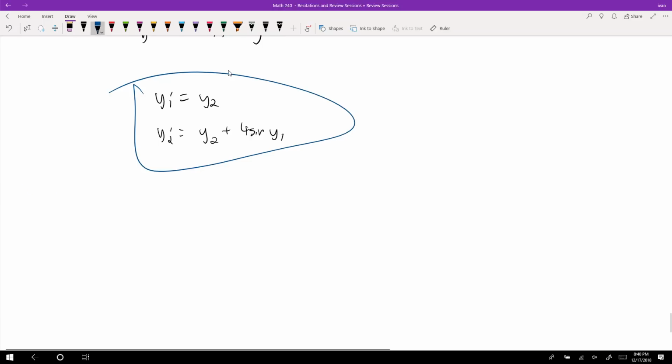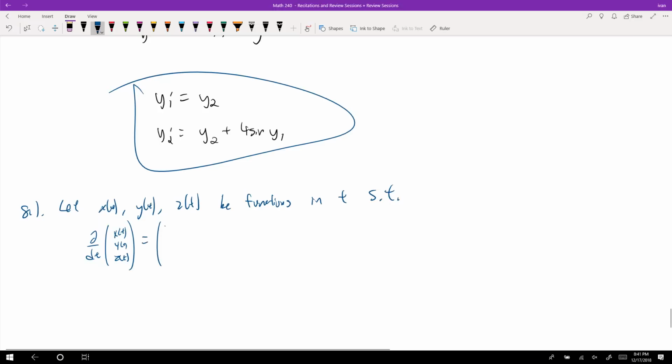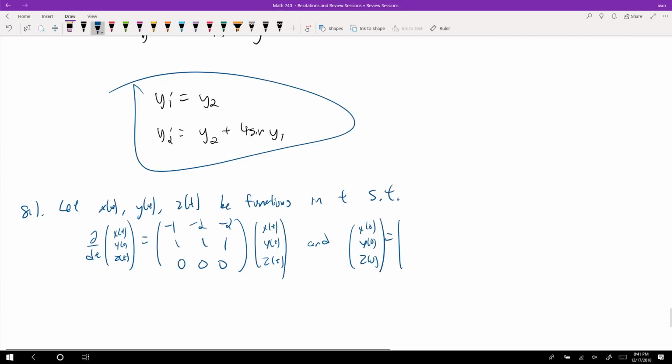Okay, number 8. All right, this is also a really long-winded one, but let x of t, y of t, z of t be functions in t such that d/dt of x of t, y of t, z of t is equal to the matrix negative 1, negative 2, negative 2; 1, 1, 1; 0, 0, 0, times x of t, y of t, z of t, and x0, y0, z0 is equal to negative 2, 1, 1. Okay, so it's just a really complicated way of saying solve the system of differential equations given this initial value condition that we have.